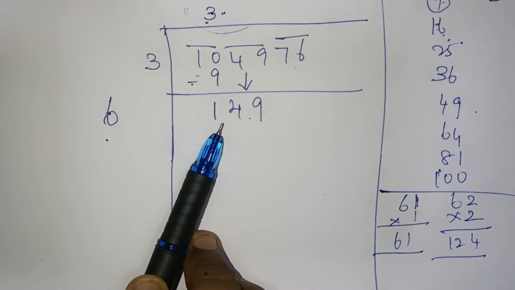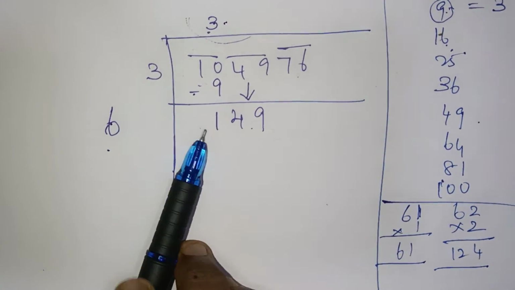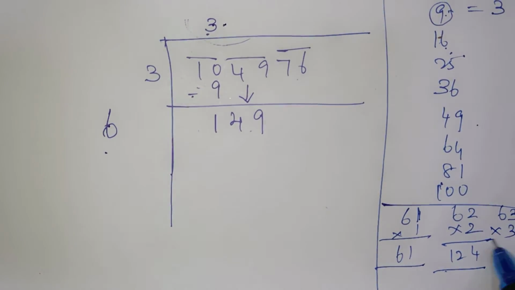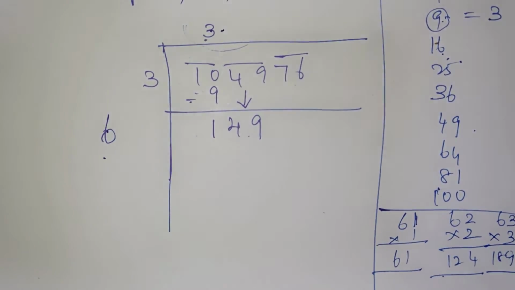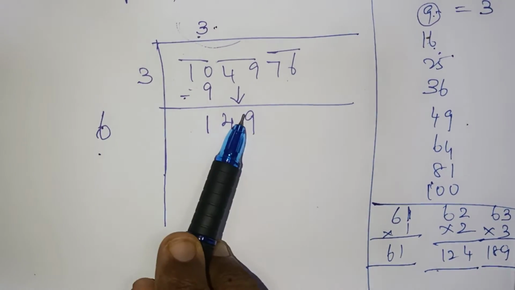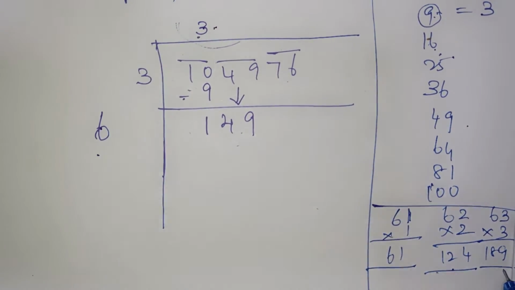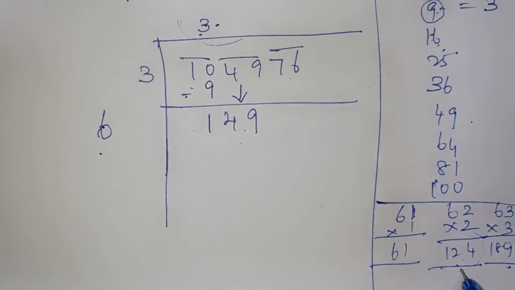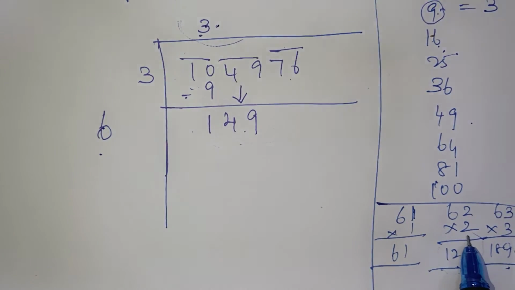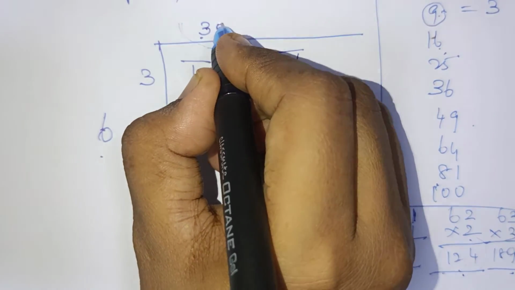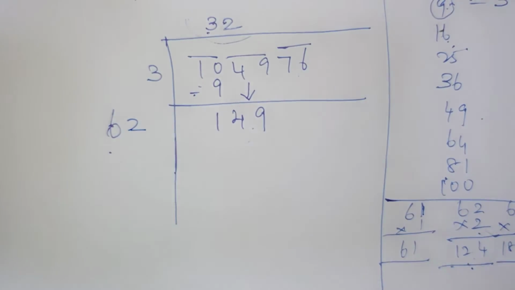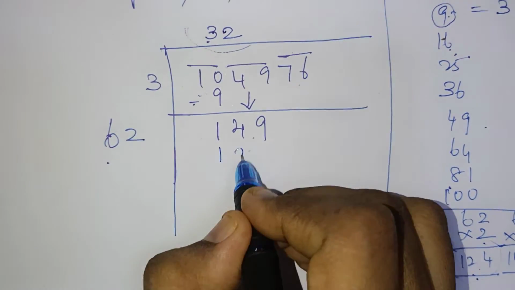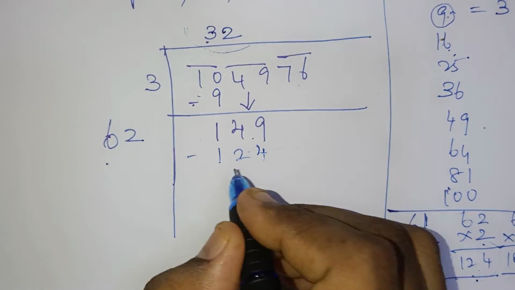Is it nearest to 149? We will check one more number. Next is 63 into 3, which is 189. Now the value 149 lies between 124 and 189. Again we have to take only the lower value, the smallest value, which is 124. So 124 is for 2. Now I have to write 2 in the quotient as well as the divisor side. What is the answer? 62 into 2 is 124.